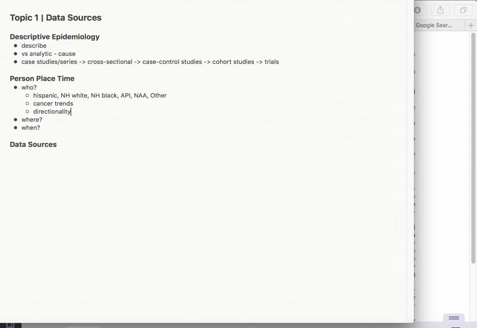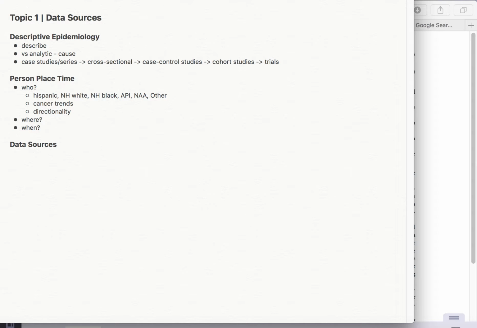And descriptive epidemiology doesn't really look at that, but if we are using descriptive epidemiology as a way to form hypotheses, then we need to think about the kinds of hypotheses that we're going to form. So that's something to think about.